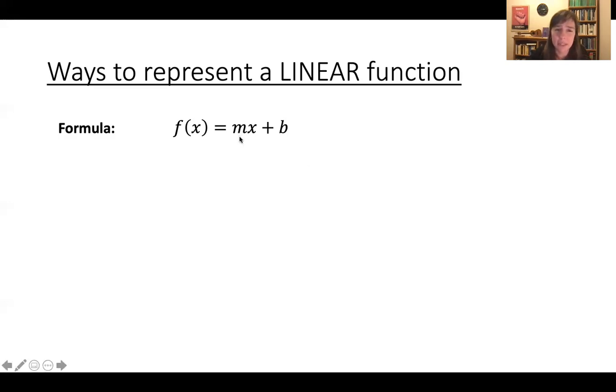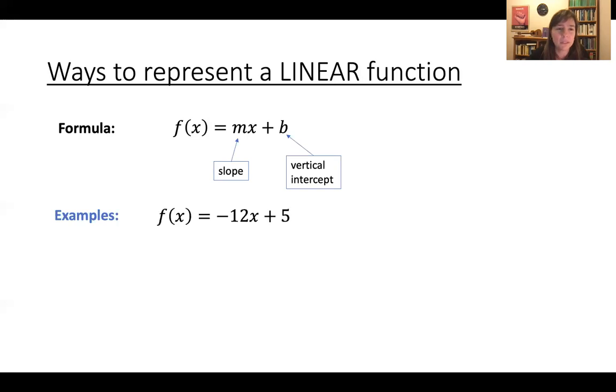And so this m is known as the slope, and this b is known as the vertical intercept or the y-intercept. And we will talk about both of these in more detail in a moment. But first, let's just look at some examples of linear functions. So something like this, this is a linear function. Its slope is -12, and its vertical intercept is 5.